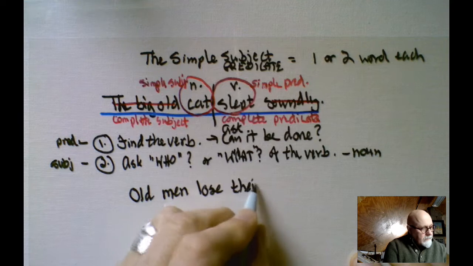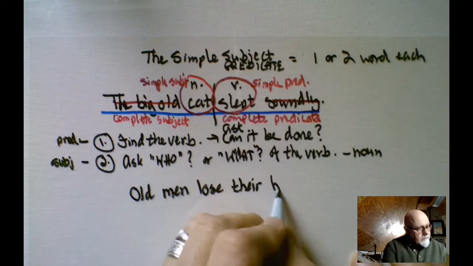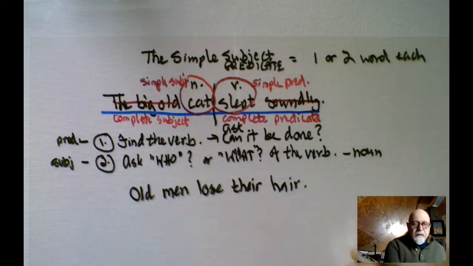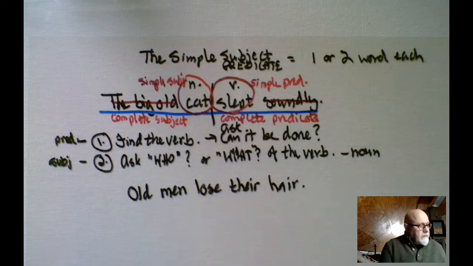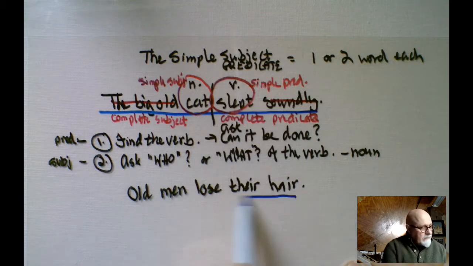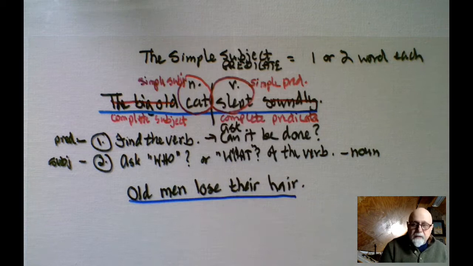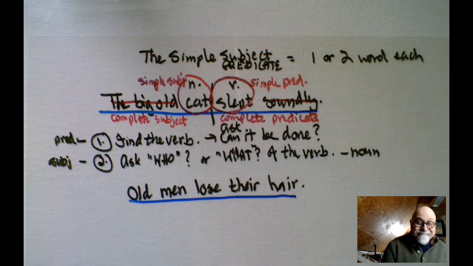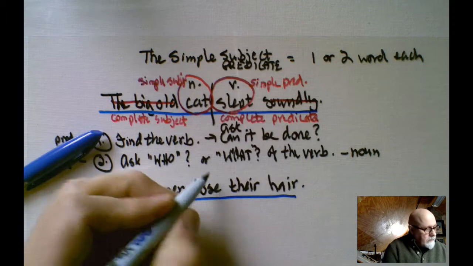So this is a sentence that has personal meaning for me. Old men lose their hair. There's your sentence. If I'm going to use this as my sentence, the first thing I'm going to do is find the verb. Can I old something? No. Can I mend something? No. Can I lose something? You bet. And can I there something? No. And can I hair something? No. And so I know the verb is going to be lose.